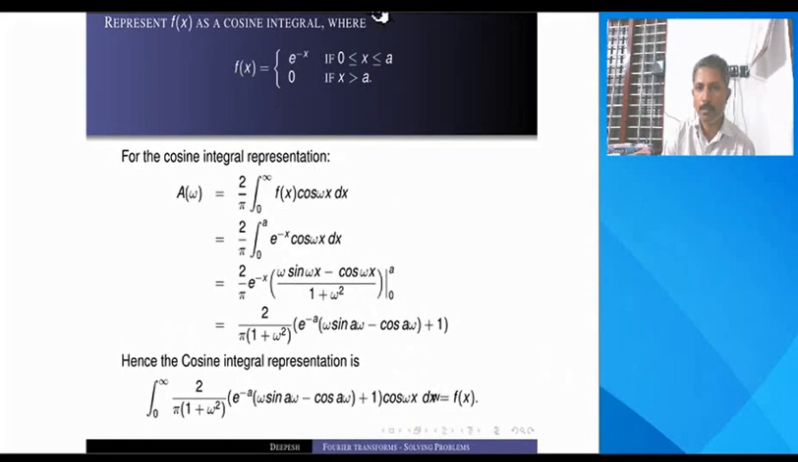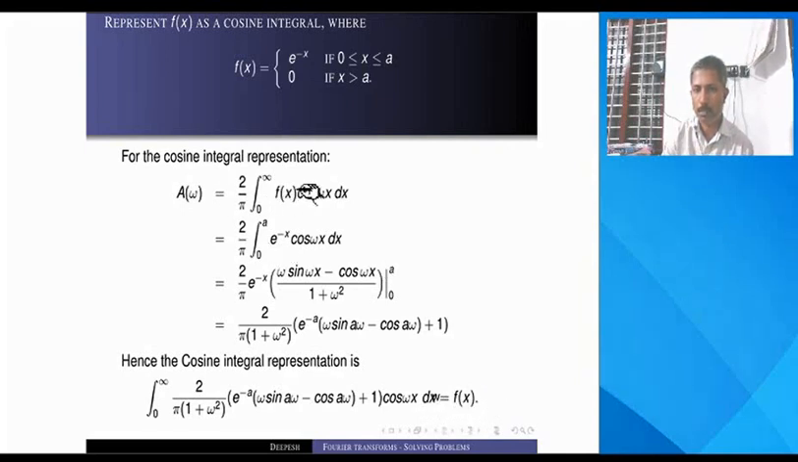And again another simple problem to find the cosine integral representation. The function is given in 2 branches: from 0 to a the function is e raised to minus x, and beyond a it is 0. So this part you don't have to evaluate at all. So A(omega), again the integral representation is the integral from 0 to infinity of A(omega) into cos omega x d omega equal to f of x.